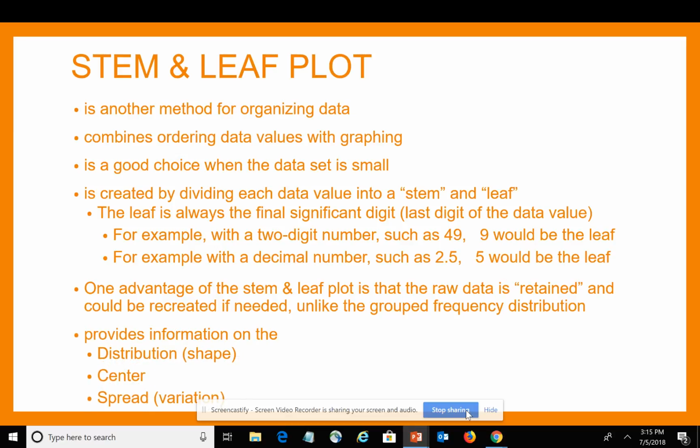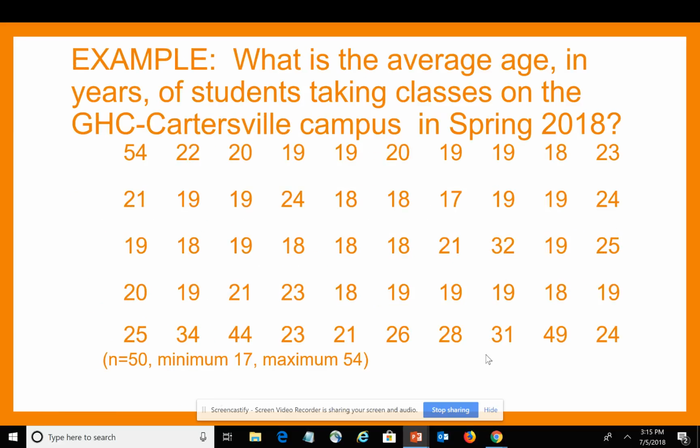The stem and leaf plot actually gives us information about the distribution or the shape of the data set. We can get an idea about where the center lies, as well as the spread or the variation of the data. So let's look at our example again about what is the average age in years of students taking classes on the GHC Cartersville campus in spring 2018.